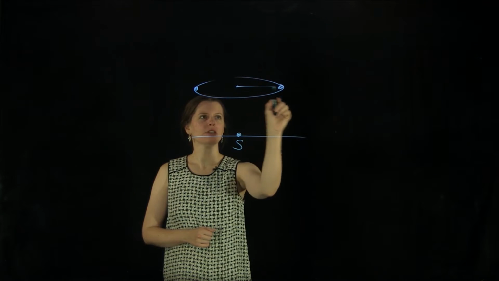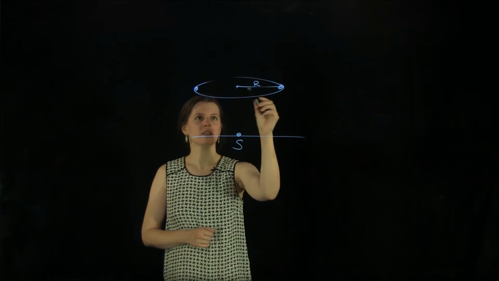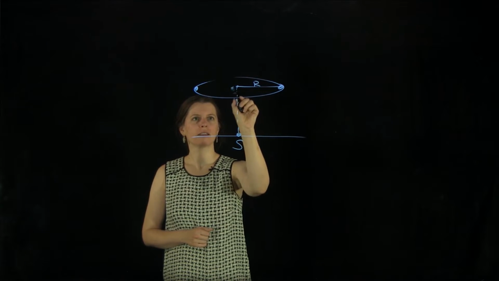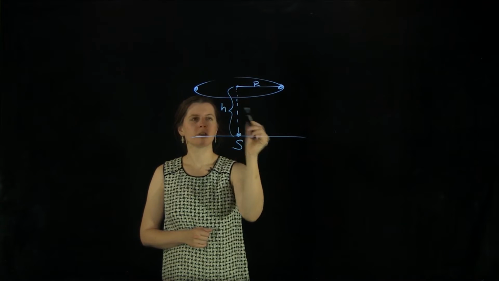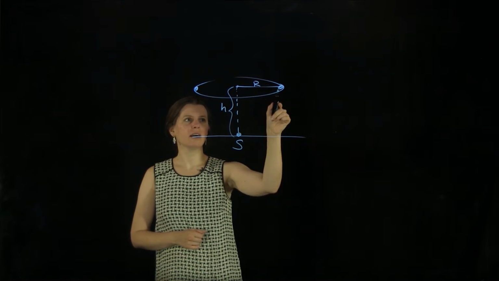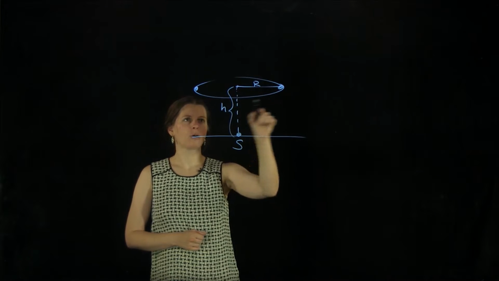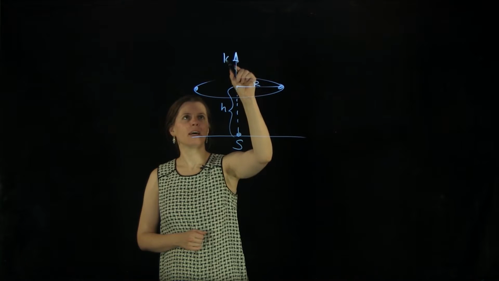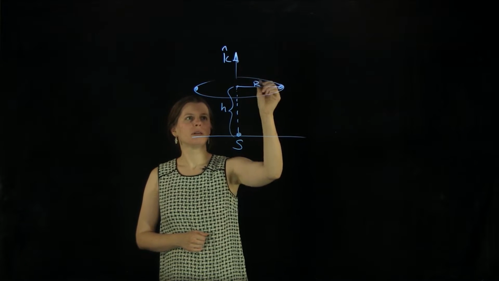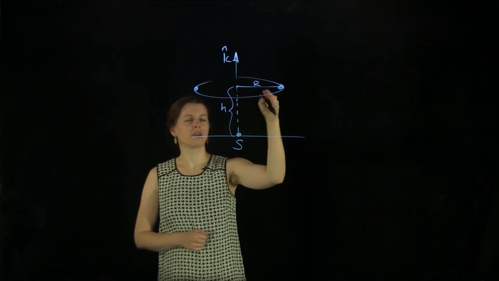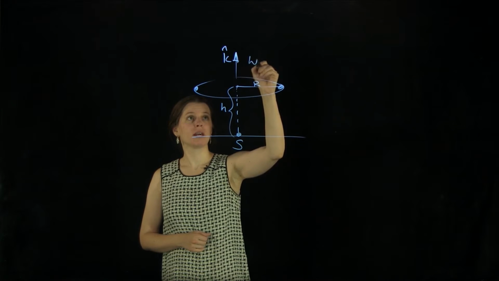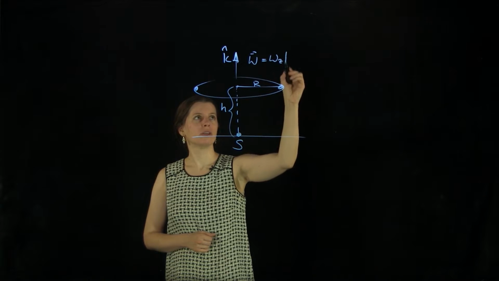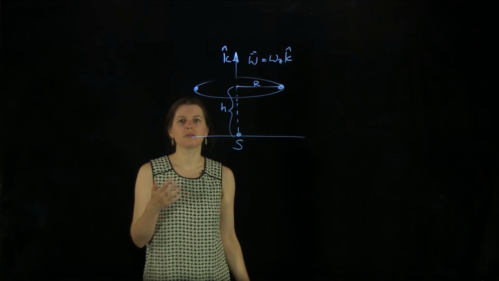And here is the center, so the circle has a radius r, and here we have a height h. Let's have the particles go counterclockwise, because then we can define our k-hat vector to go up. If these particles are going this way, then omega is also going in the positive k-hat direction.